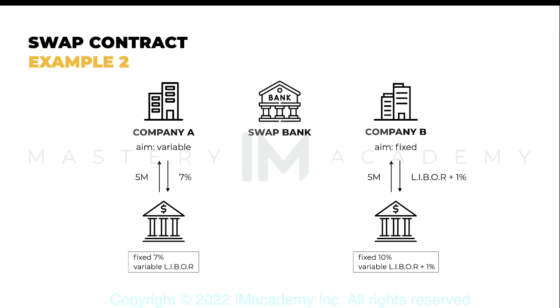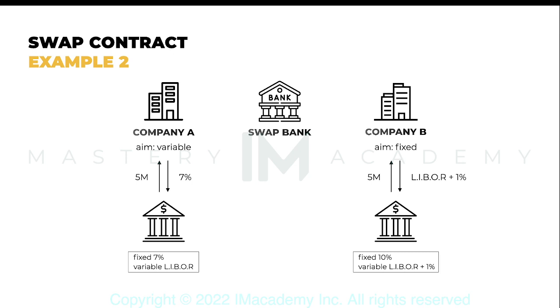So what you have so far is two companies that have taken out separate loans, both for 5 million, with their own separate banks and at the wrong rate in both cases. Because remember that company A aimed to have a variable rate but took a loan at a fixed 7% rate, while company B aimed to have a fixed rate but borrowed a loan with a variable LIBOR plus 1 rate. So how can a swap bank now give them the rate that they want and reduce the cost of it? And here is the answer.